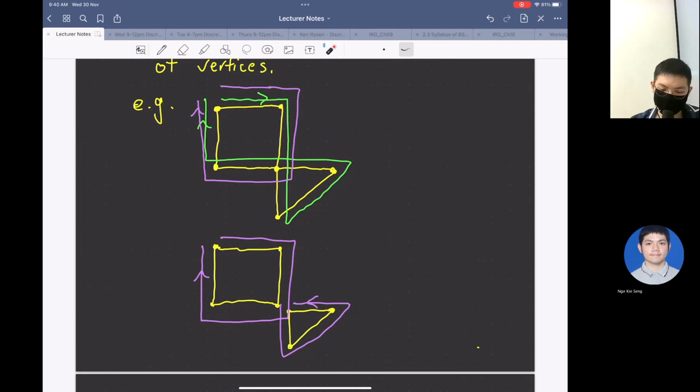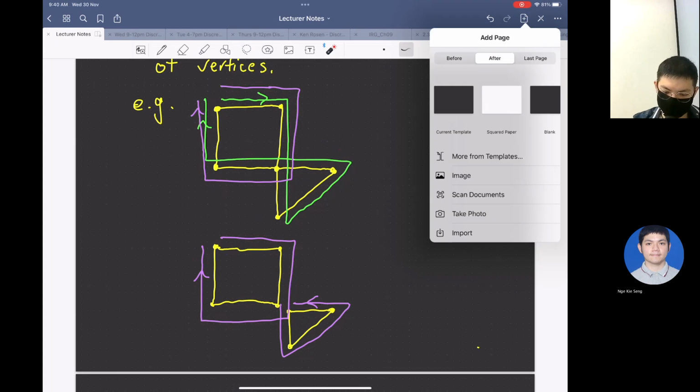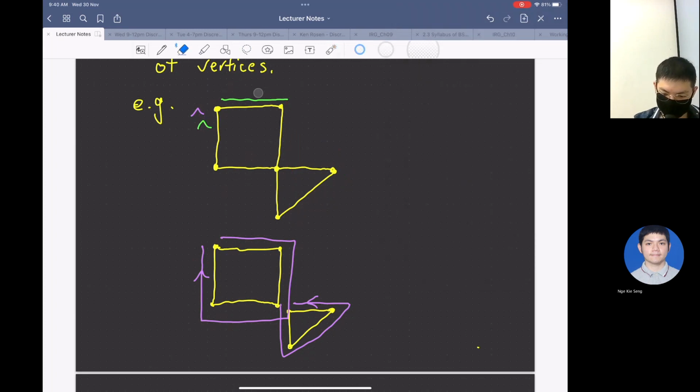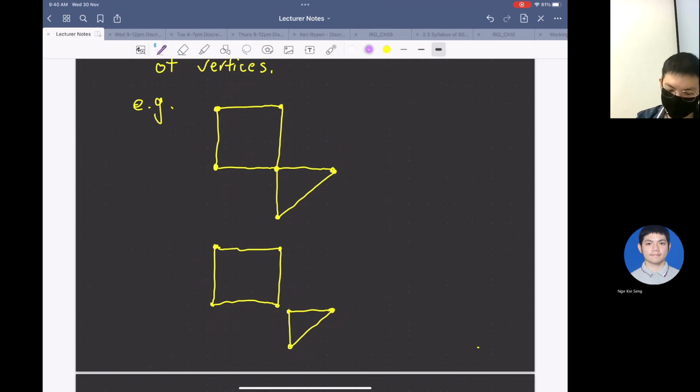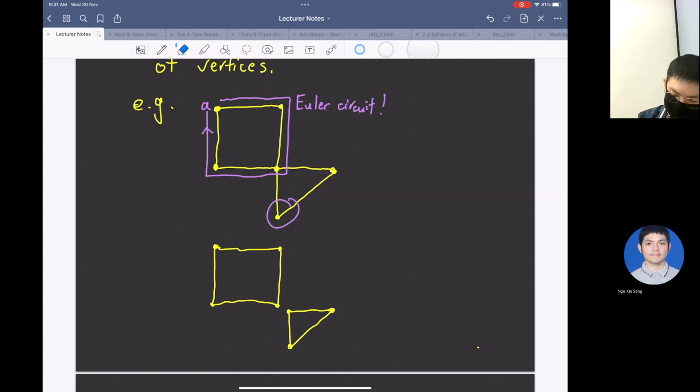Okay. So let's say, okay, let me write. Okay. So for example, let's say you start with this vertex A, right? And then you try to walk along the graph. And then you think that, hey, I'm done. Euler circuit. Yay. Okay. But you found that actually you haven't passed through these three X here.